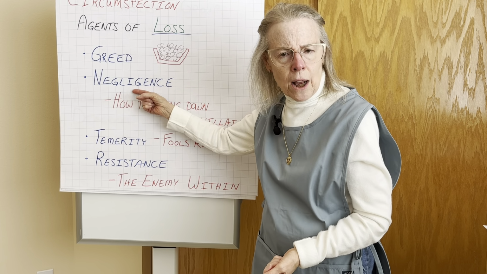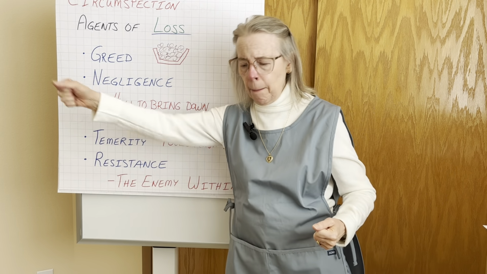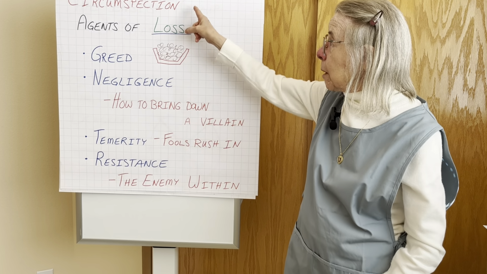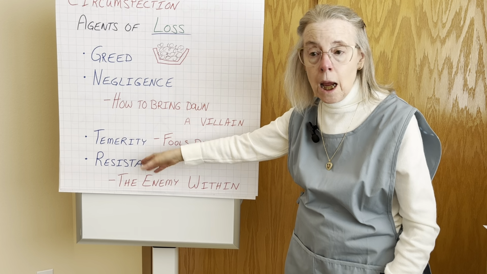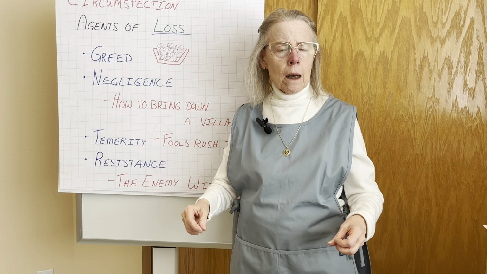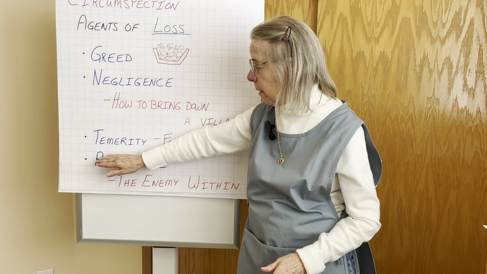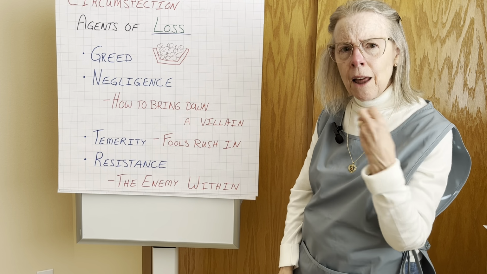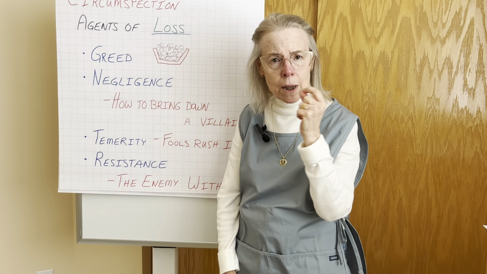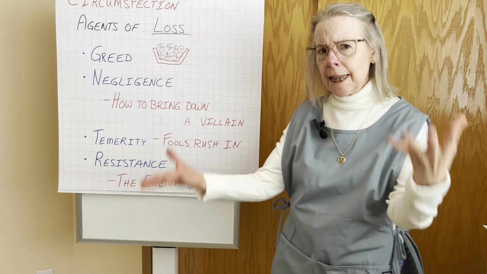Temerity. It's not like negligence. When negligence fails, the villain says, oh, drat, I should have... When circumspection fails to temerity, the person says, huh? What? I should have thought of what? I should have done what? So that's the basic difference between negligence and temerity. But there's another one. Whoa, and this one is the ringer. This one is a real ringer. This one is called resistance, and it's the enemy within.